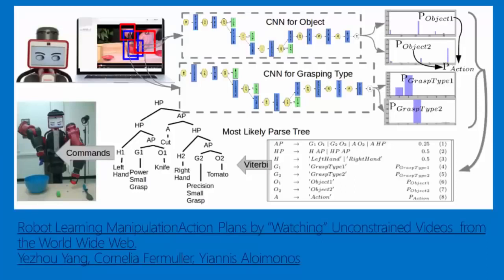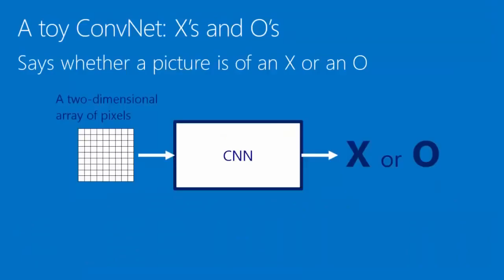Not only that, if you take a couple of CNNs and have them set to watching YouTube videos, one can learn objects by, again, picking out patterns, and the other one can learn types of grasps. This then, coupled with some other execution software, can let a robot learn to cook just by watching YouTube. So there's no doubt CNNs are powerful.